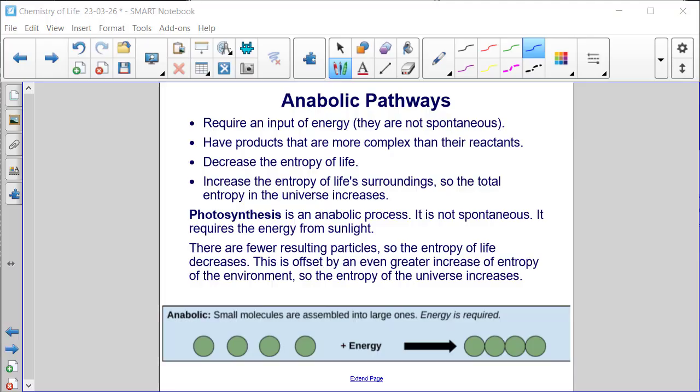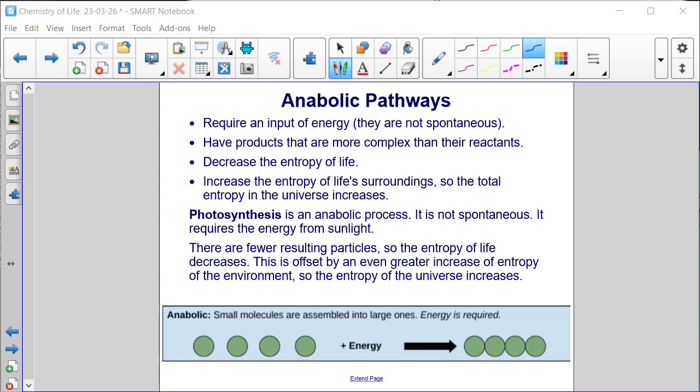Anabolic pathways require an input of energy. They are not spontaneous. They have products that are more complex than their reactants and decrease the entropy of life. They increase the entropy of life's surroundings, so the total entropy in the universe increases.